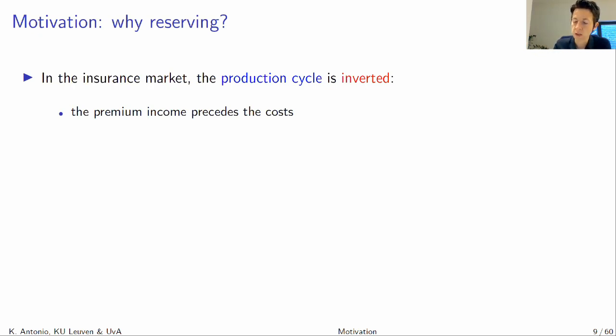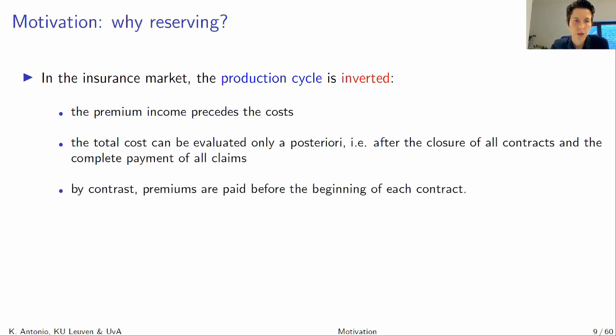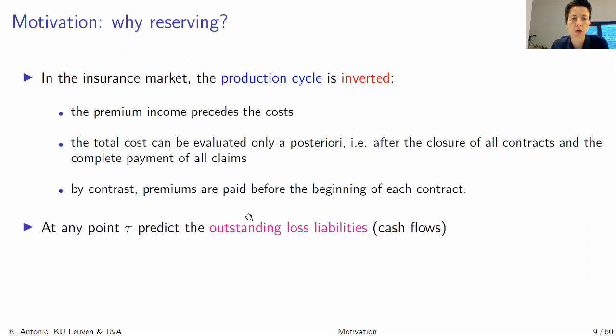In such a way that we need these predictive techniques to come up with a price of our insurance cover. Now, the total cost on a contract can only be evaluated a posteriori. It can only be evaluated after the closure of all claims, of all contracts, the complete payment of all claims. And of course, like I already said, the premiums are paid before the beginning of each contract.